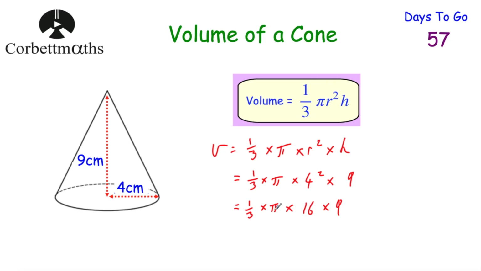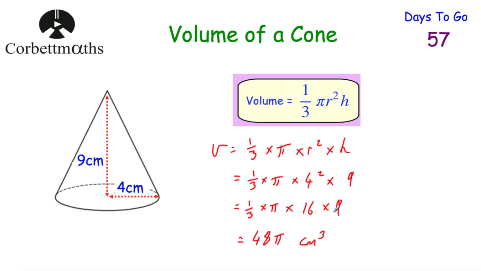There's a few approaches we could use here. One approach is we could look, well, we're trying to do 1/3 of something. We could look for any numbers that are divisible by 3. So here the 9 is divisible by 3. So we could do 1/3 of 9 first of all, and 1/3 of 9 is equal to 3. And then we could do 3 times 16, and 3 times 16 is equal to 48. So that would be 48 pi, 48 pi centimeters cubed.